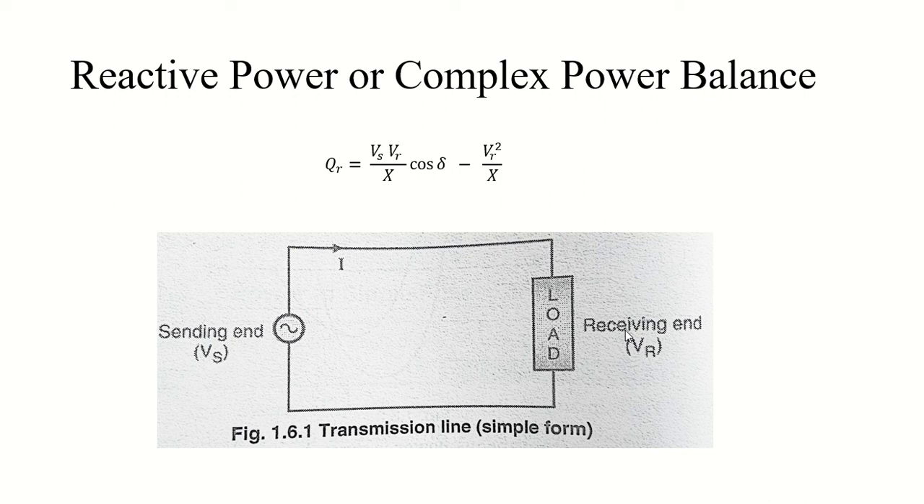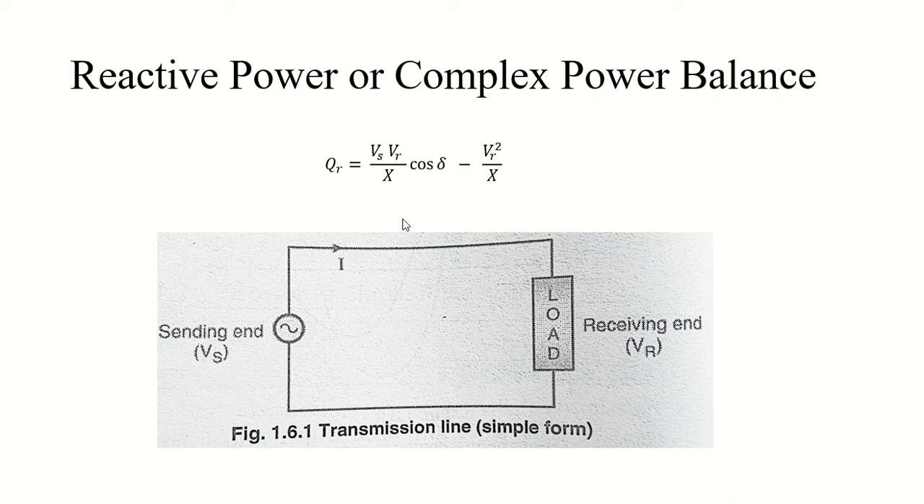Reactive power's formula for this circuit is given by this formula: QR equals Vs VR divided by X cos delta minus VR square divided by X. It is somewhat similar to what we derived in the previous lecture. If you want to attend the previous lecture, you will see the link above in the I button. You can click it and see the last lecture, where we derived this formula.